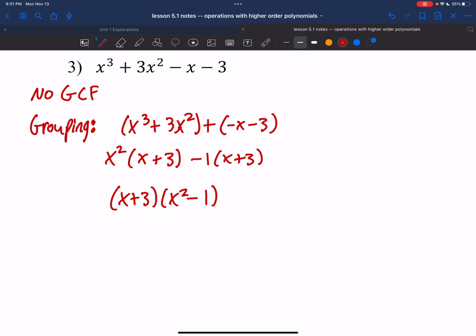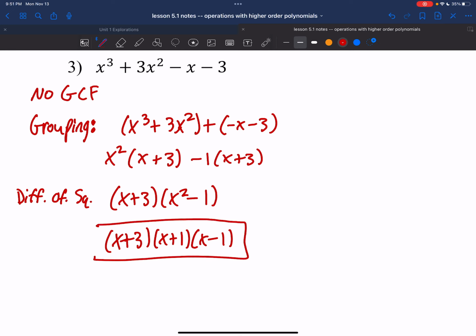Which, hey-ho, howdy, x squared minus 1, that's a difference of squares. I'm writing perfect. Difference of squares again. So it's x plus 3 times x plus 1 times x minus 1. And that is fully factored. Beautiful. That's x plus 3.